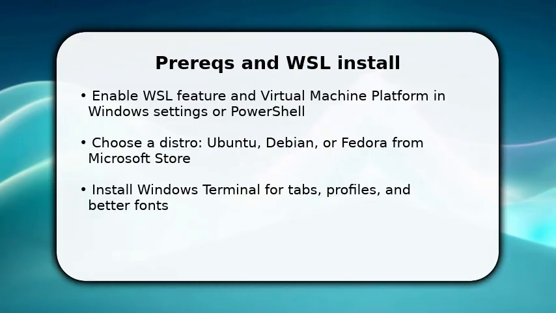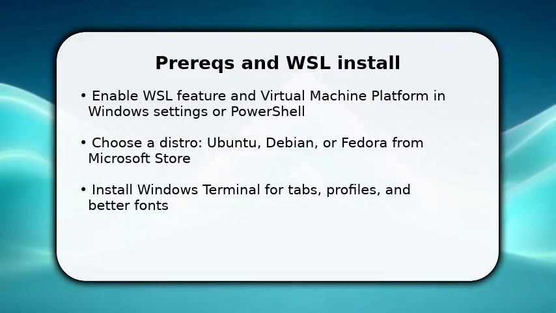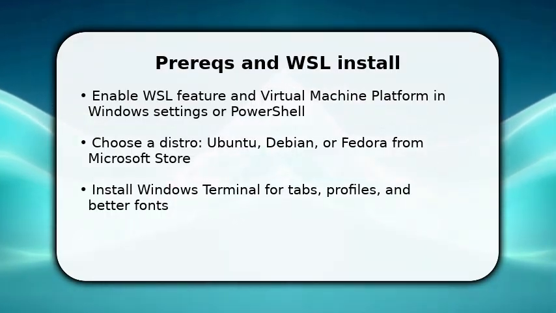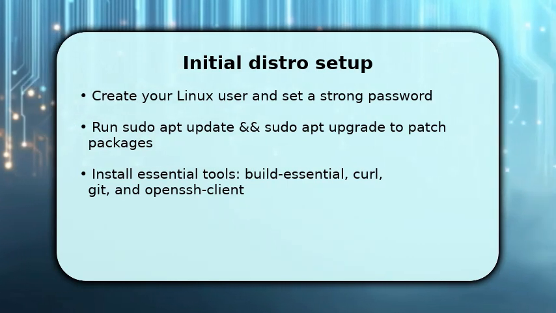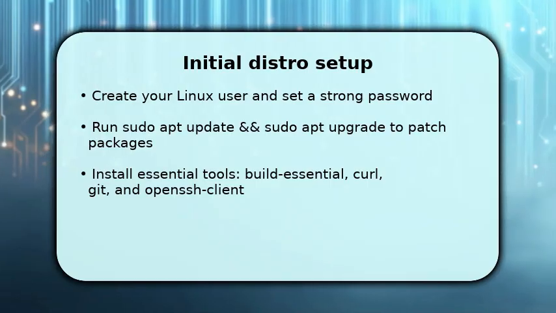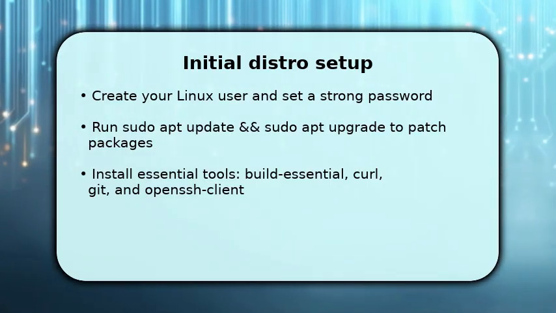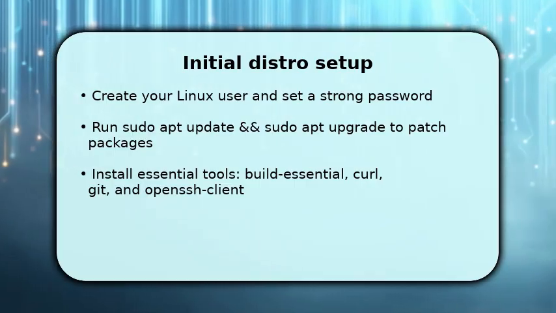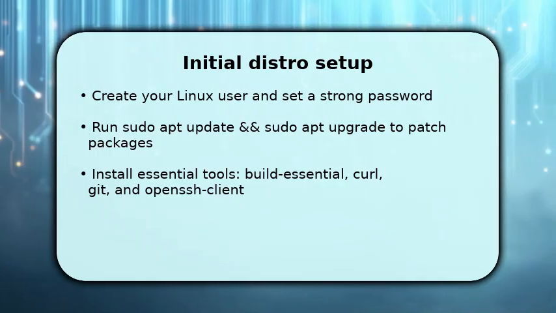Make sure to install Windows Terminal next, because it provides tabs, font settings, and profiles that make daily work smoother and more efficient. After your distro initializes, you create a Linux user and password. This identity owns files and runs commands. You should immediately update package lists and apply upgrades so libraries are secure. Use sudo apt update and sudo apt upgrade for Debian-based systems.